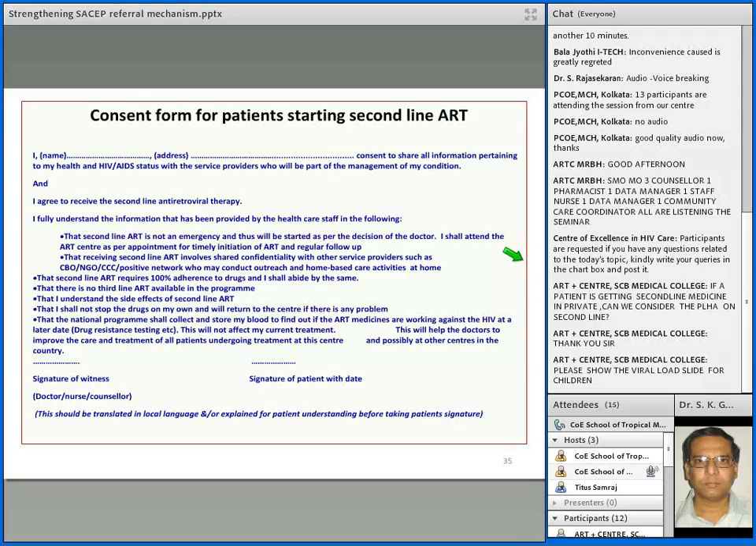And they need to understand the side effects of the second line drug, and that they should not stop drugs on their own. These are all issues, and there will be a signature of the patient as well as a witness, at the COE or PCOE or ART plus center.